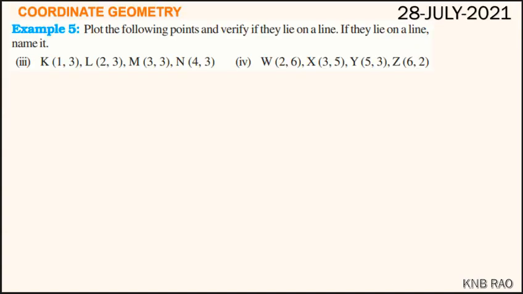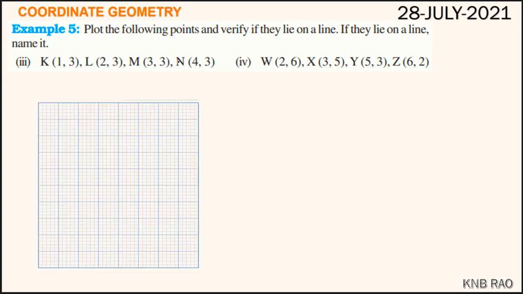Moving on to the homework I gave you yesterday: plot the following points and verify if they lie on a line. If they lie on a line, name that line. That was the question. I have given you a set of 4 points in sub-question 3: K, L, M, N. We will see them plotted on the Cartesian plane.